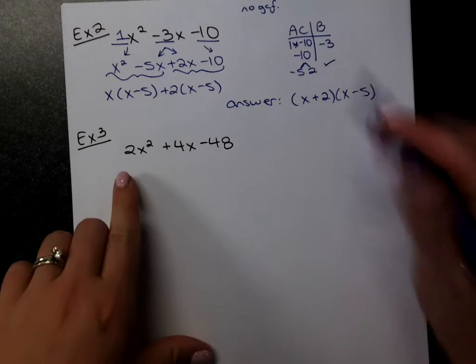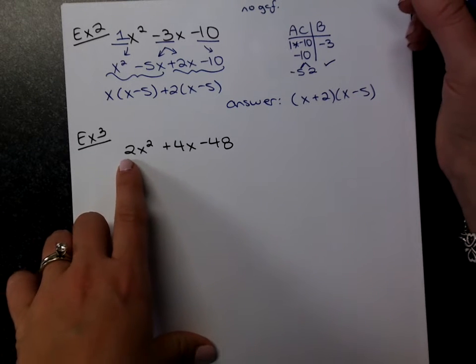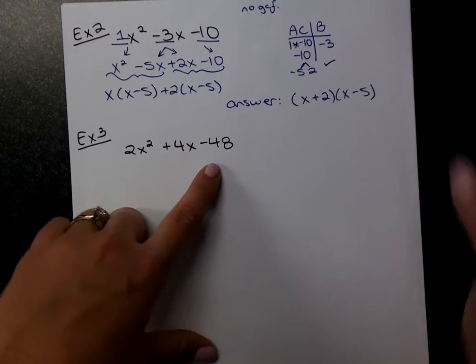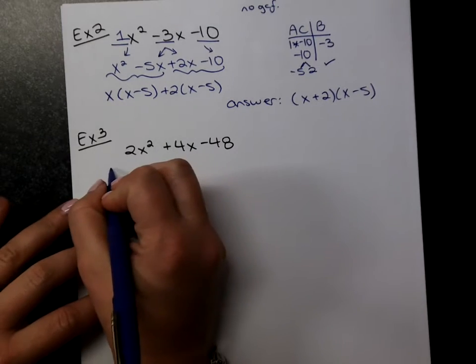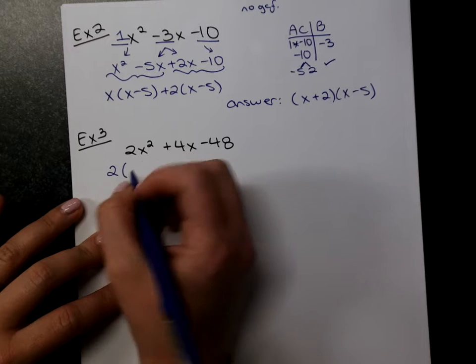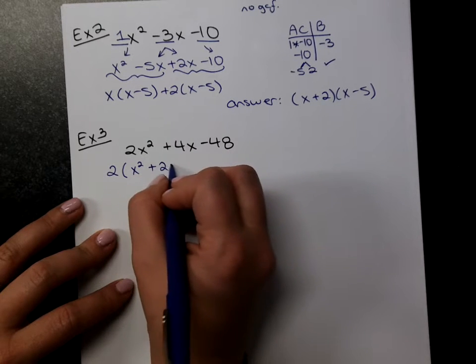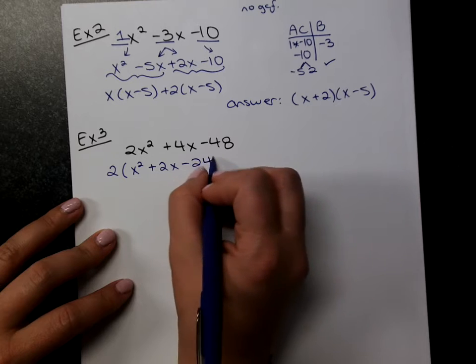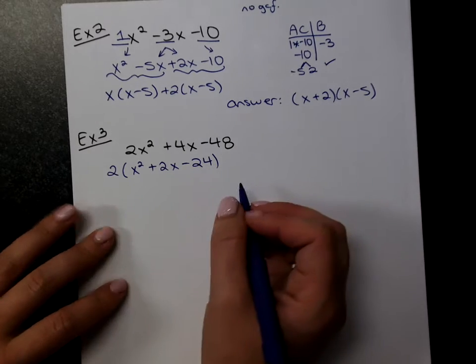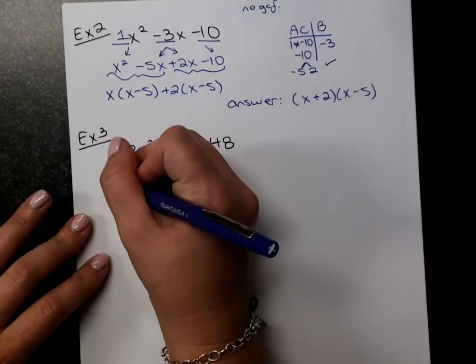So for this one, step 0 says check for a GCF. We've got 2, 4, and 48. They're all even, so we definitely have a GCF of 2. We're going to take that out, and we're going to rewrite the problem. X squared plus 2x now minus 24. So you rewrite it. The GCF you pulled out does not go away.